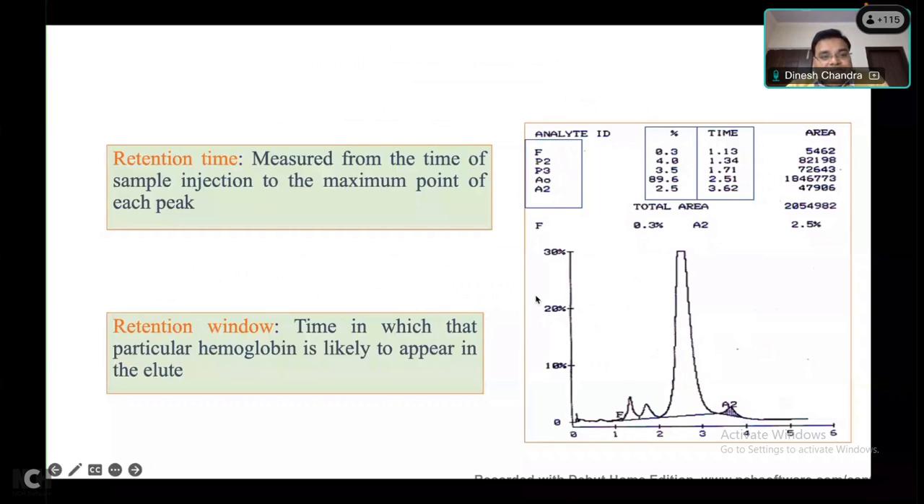So for HPLC, two things are very important. One is retention time, the other is retention window. So what is retention time? Retention time is the time from the injection to the maximum peak. So this is somewhere around 2.6 or 7 for A2, A. And retention window is when it starts appearing and stops eluting. So this is the retention window.